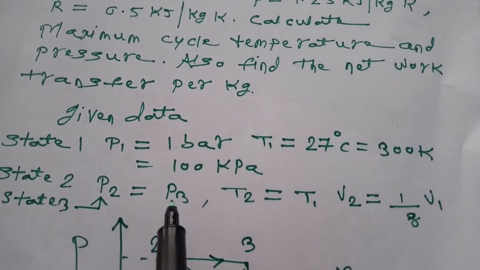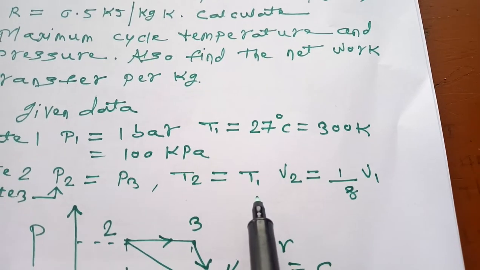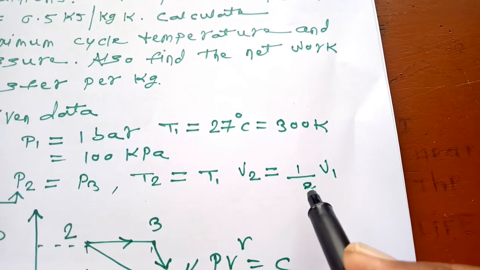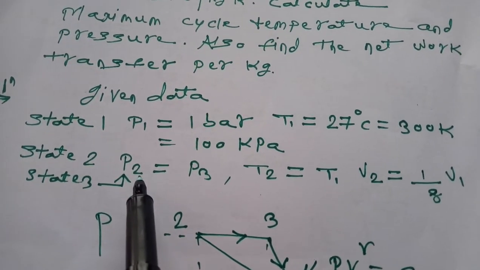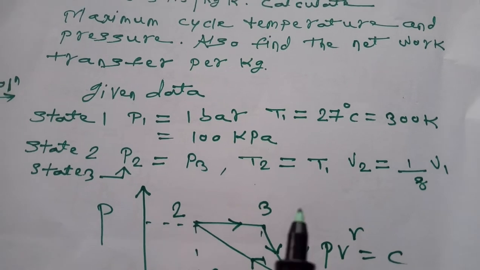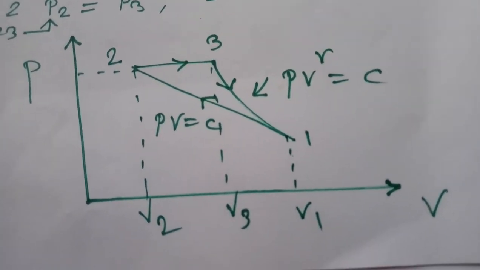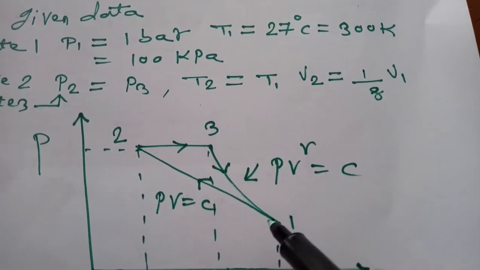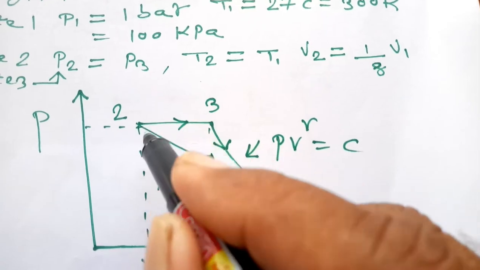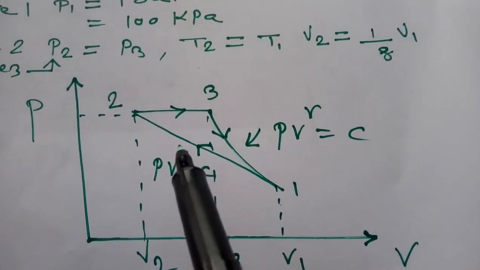State 2, that is isothermal process is there, T2 is equal to T1, V2 is equal to 1/8 of V1. State 3, P2 is equal to P3. So let us first draw the PV diagram for the given system. So cycle starts from 1 to 2, follows the isothermal law, that is temperature remains constant throughout this process.